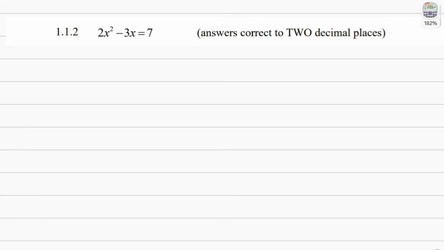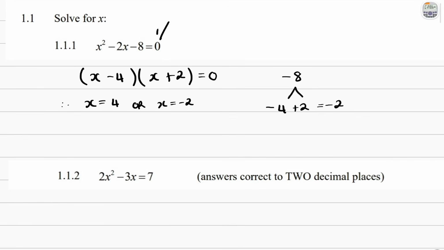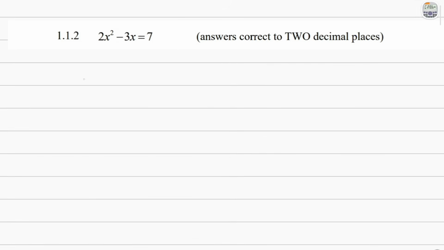Question 1.1.2 says we have this equation and we need to solve for x correct to 2 decimal places, meaning our solutions are going to be irrational. Okay, so we're going to need the quadratic formula here. So it is a quadratic equation, but as you can see, it's not in standard form because one hand side is not equal to 0 in this case. So we're going to transpose that 7. So we have 2x squared minus 3x minus 7 is equal to 0. And there we go. Now it's in the form of ax squared plus bx plus c is equal to 0.